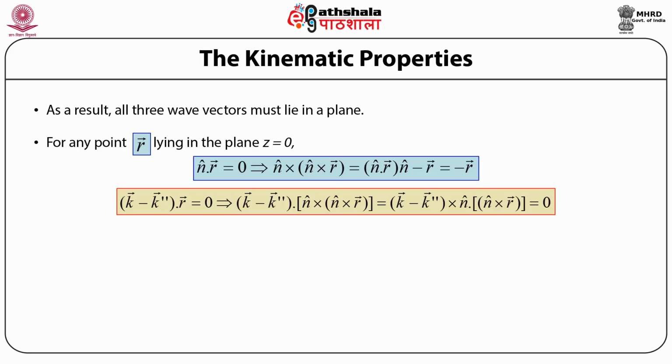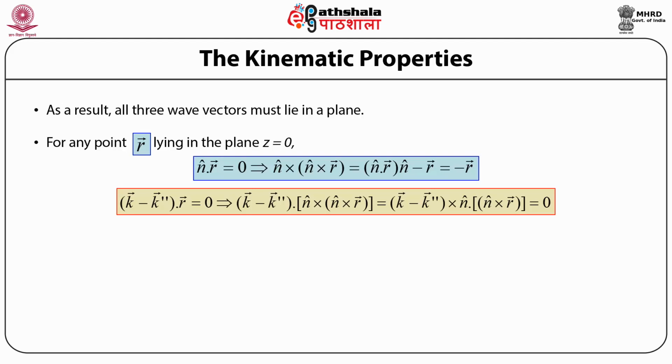Now if we interchange the order of this scalar triple product, where the first term in the bracket contains the wave vector k minus wave vector k double prime and the cross product between n cap and the cross product of n cap and the position vector r, then we see that in interchanging through a cyclical permutation, we get the term the cross product of the wave vector k minus wave vector k double prime with n cap dot the cross product of n cap and position vector r.